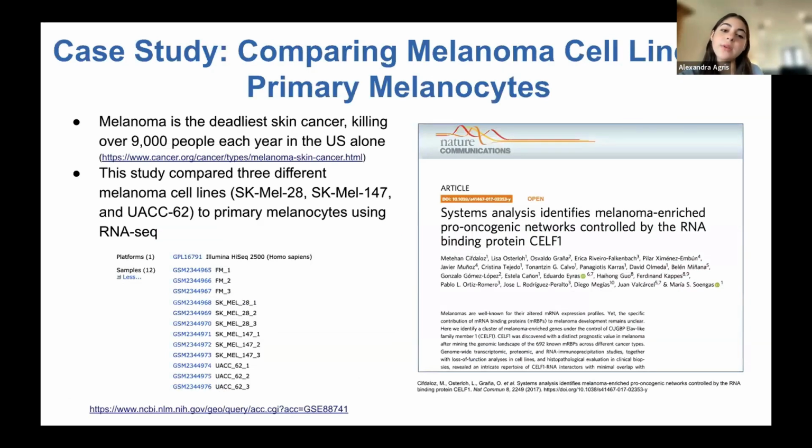To demonstrate how the new components added to the Playbook can be applied to a real use case, we selected an example from melanoma. Melanoma is a deadly skin cancer affecting thousands of patients in the US each year. It's important that we find drugs and targets to combat this, and the Playbook can be helpful in doing so. This Nature Communications paper developed data that compares 3 different melanoma cell lines to healthy human melanocytes.